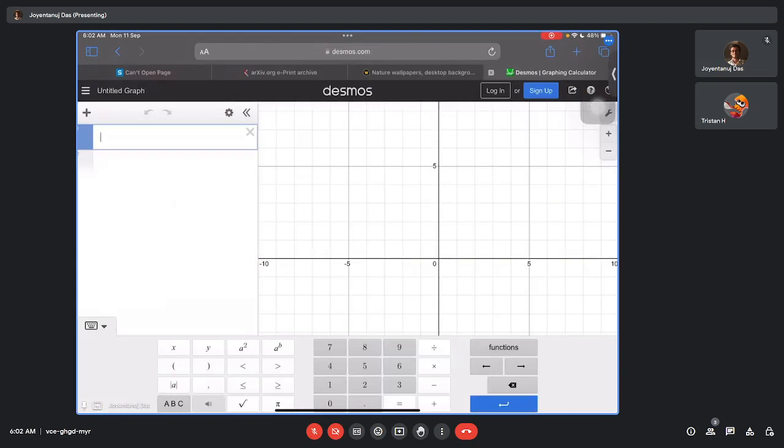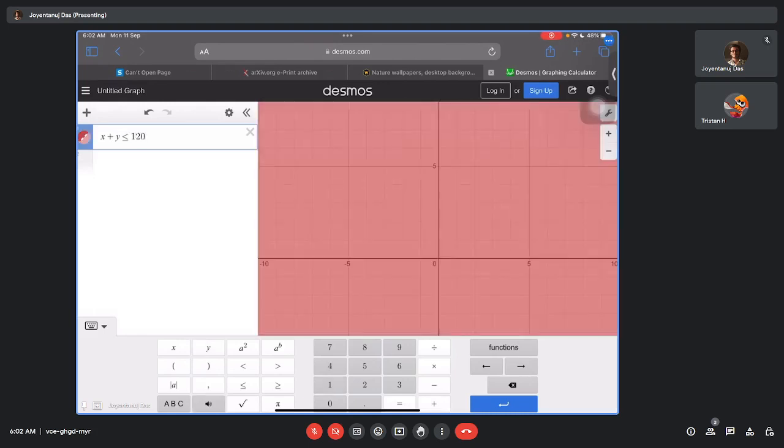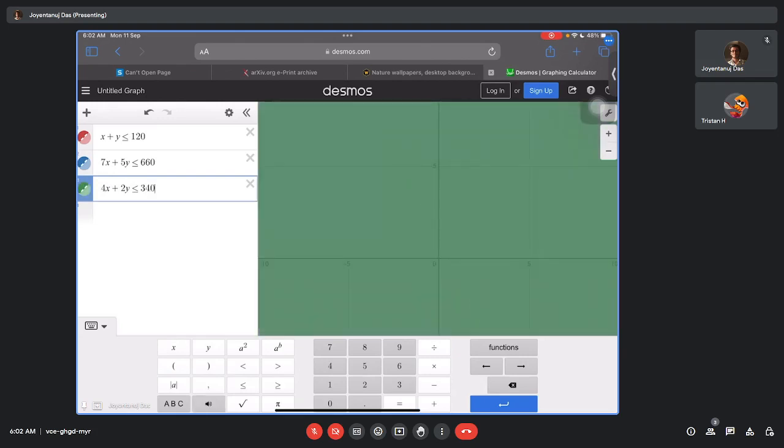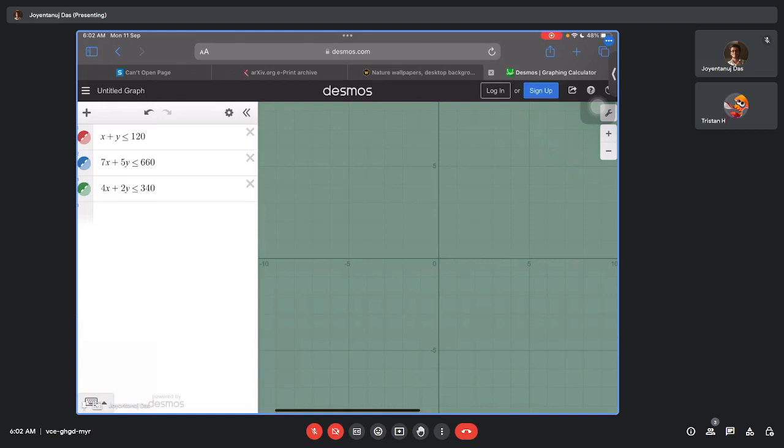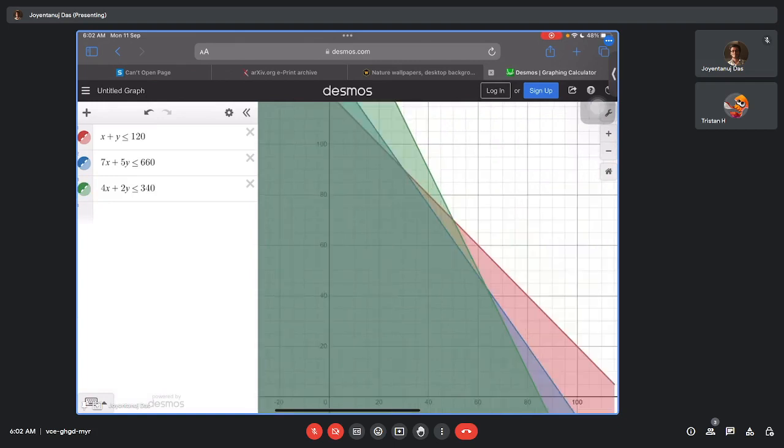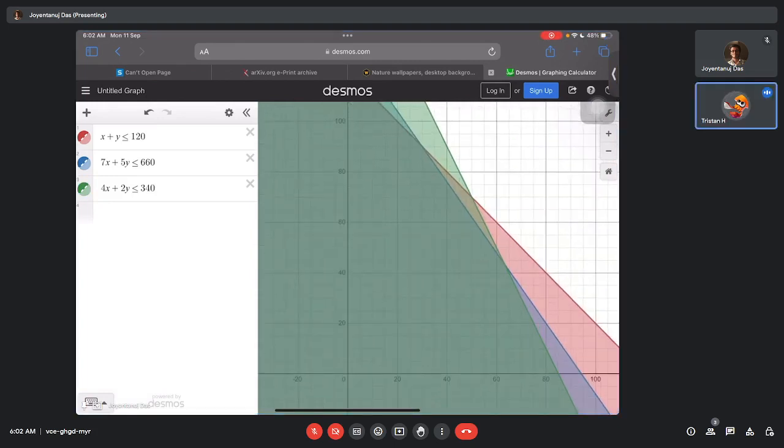So I'll use x and y. So x plus y is less than or equal to 120. Then we have 7x plus 5y less than or equal to 660. And you have 4x plus 2y less than or equal to 340. Yes, that's what I got as well.